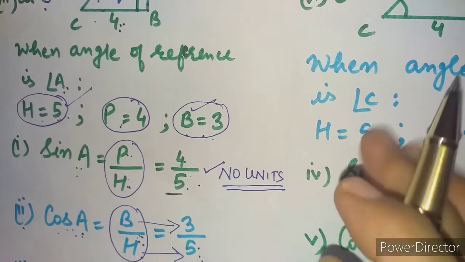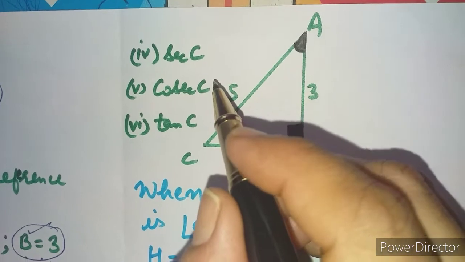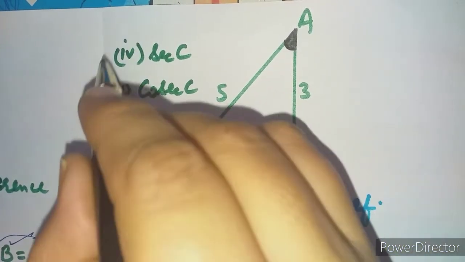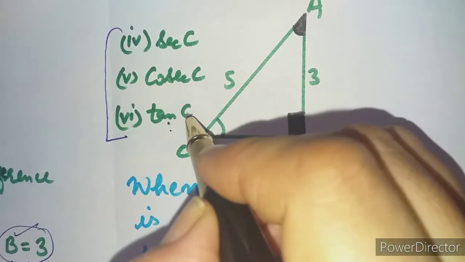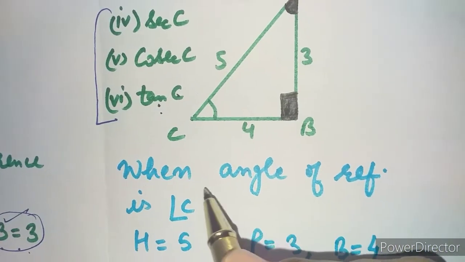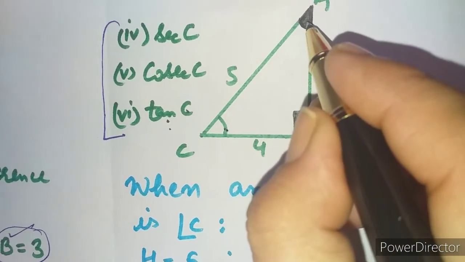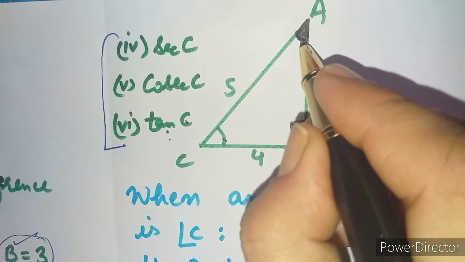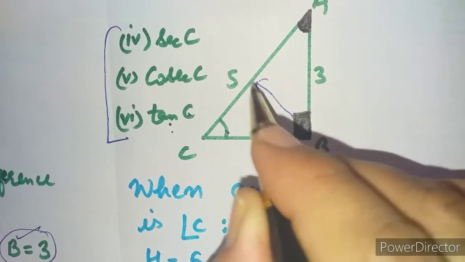Clear? Now we come to the next part of the answer, which says find these three trigonometric ratios with angle C. So students, when the angle of reference has shifted here, earlier we were taking this; I have blocked this, no need to look at angle A now, and angle B remains there only. With the help of angle B, the hypotenuse remains there only.